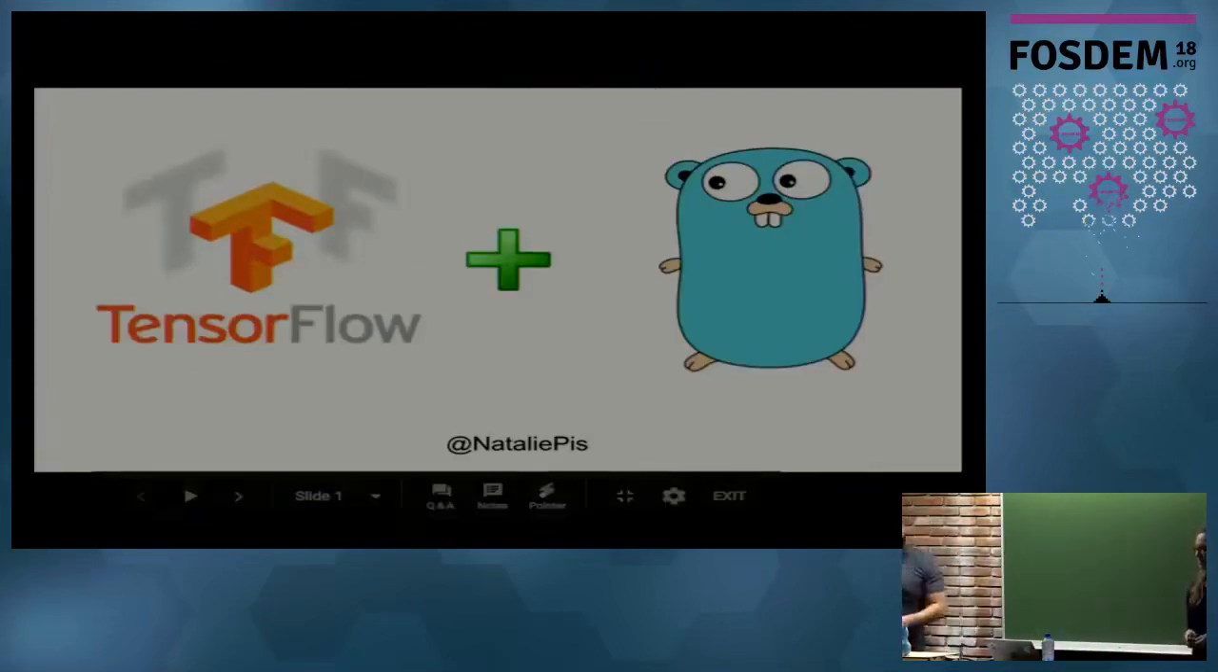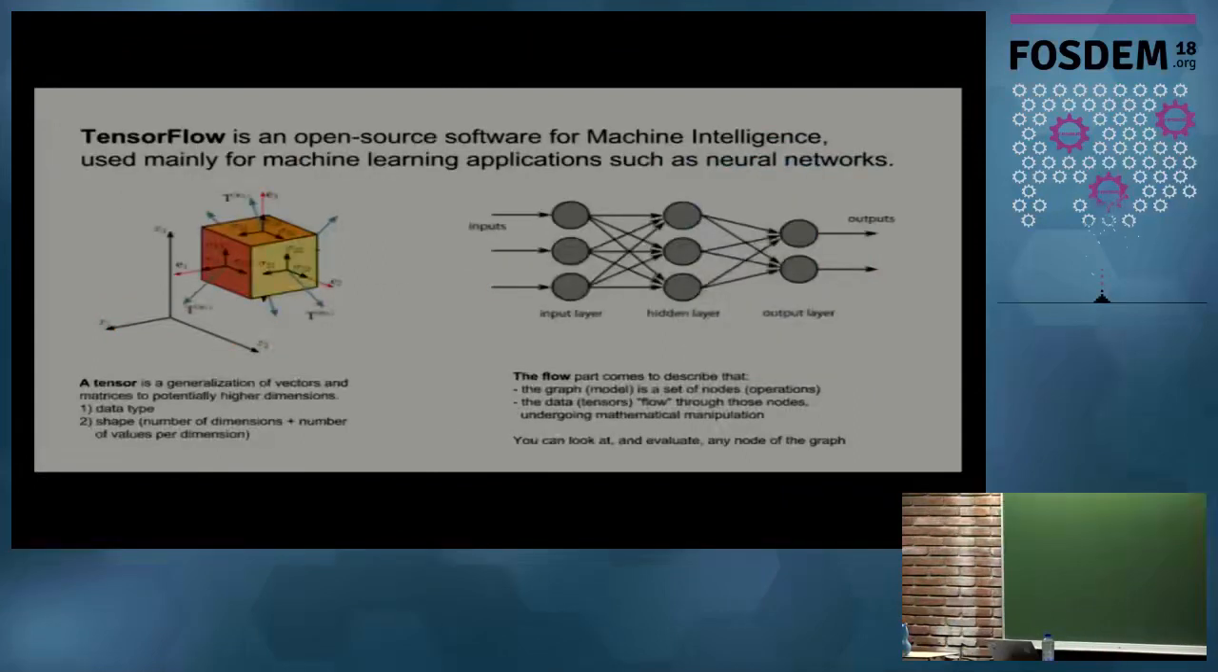Hi everyone. In this talk I'm going to talk about TensorFlow and Go. And this may look a bit like a lecture in a university, so it's great. Let's look at lots of numbers. And what is TensorFlow? The official definition is that TensorFlow is an open source software for machine intelligence used mainly for machine learning applications such as neural networks.